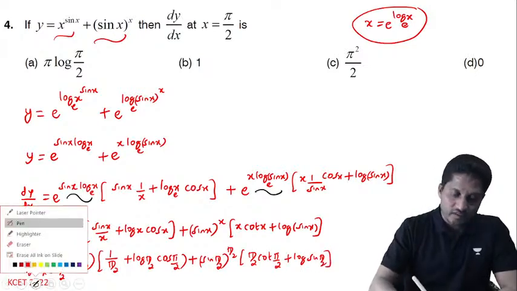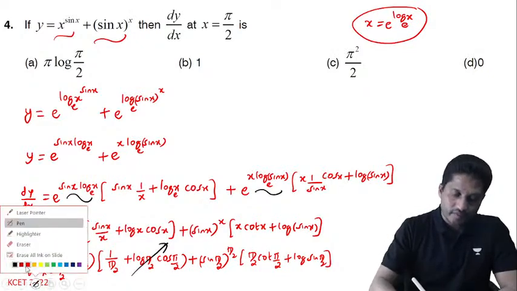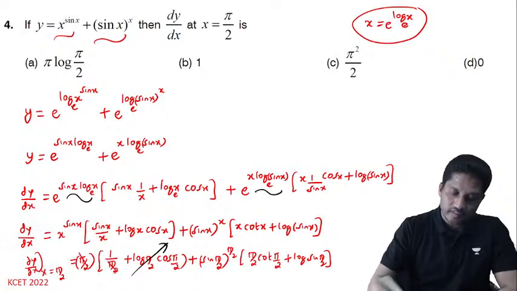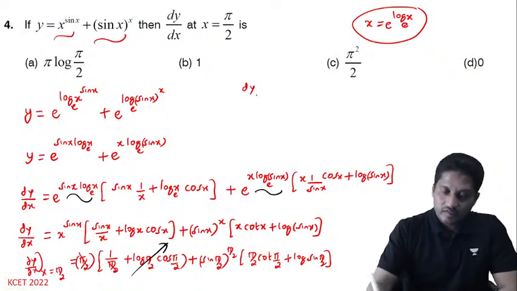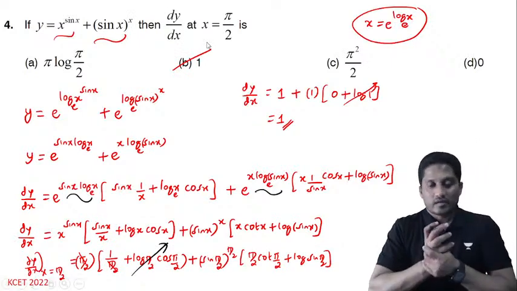Alright, now cos 90 is 0, right? So this is 0. And pi by 2 will cancel with pi by 2. This and this cancel. Now dy by dx is equal to, this will be 1 plus sin 90, 1 per pi by 2 is 1 only. Cot 90 is 0 and sin 90 is 1. Log 1 to any base is 0. You will get the answer as 1 only. You understand, guys? Answer is 1.